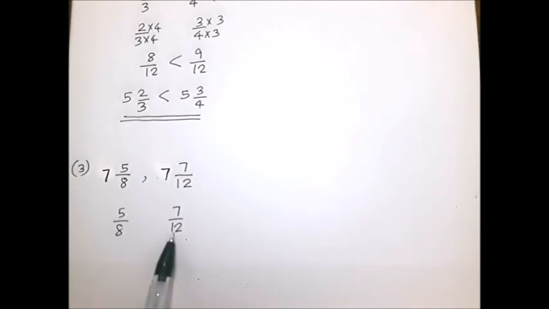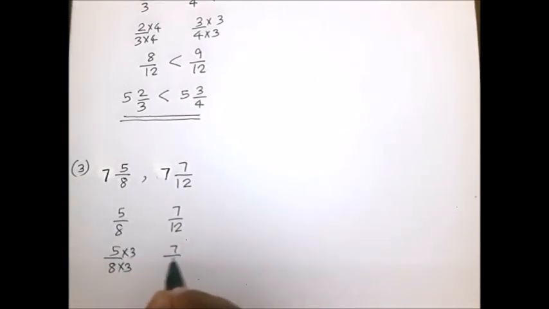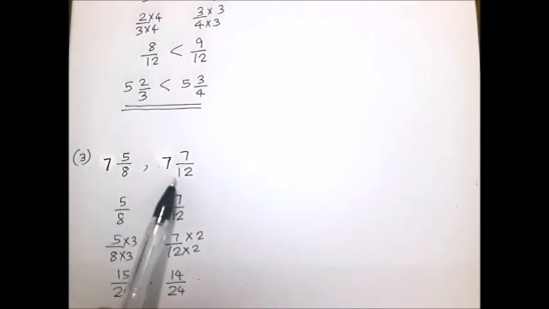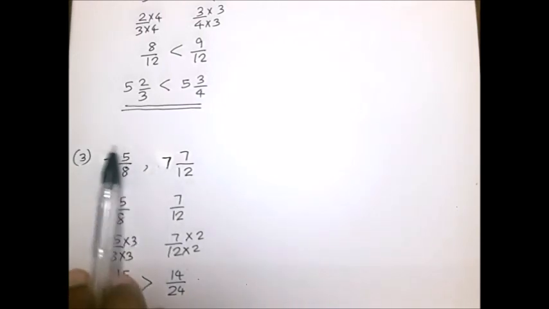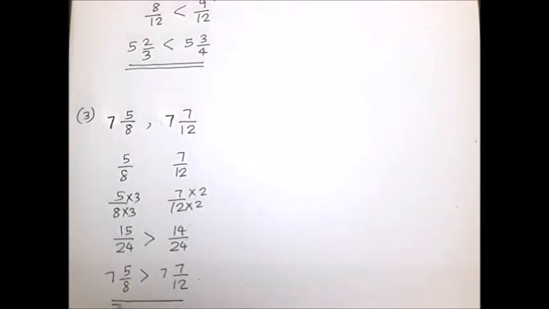Select the smallest denominator. So 8 and 12 you can convert into 24. 5 over 8 multiplied by 3. 7 over 12 multiplied by 2. 15 over 24 and 14 over 24. Here 14 and here 15. This one is the larger one. So when you compare these two mixed numbers, this is the largest one. 7 and 5 over 8 is larger than 7 and 7 over 12. This is the answer.